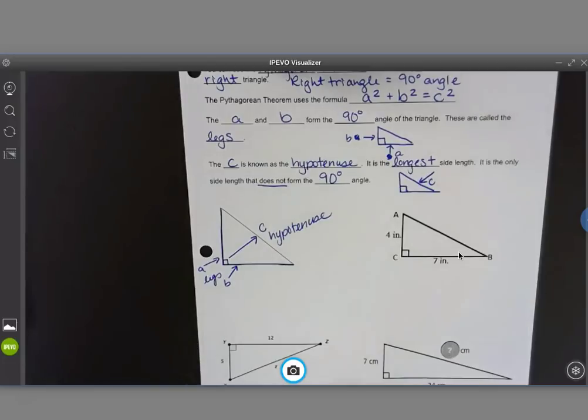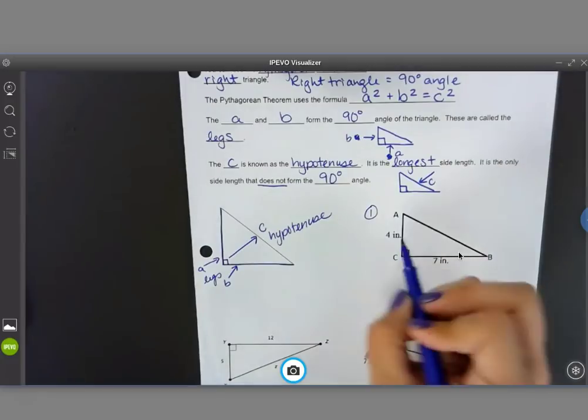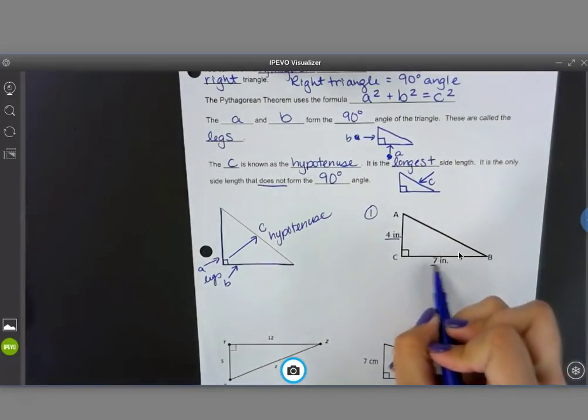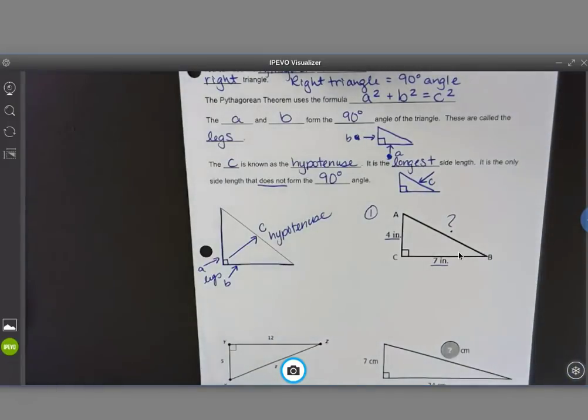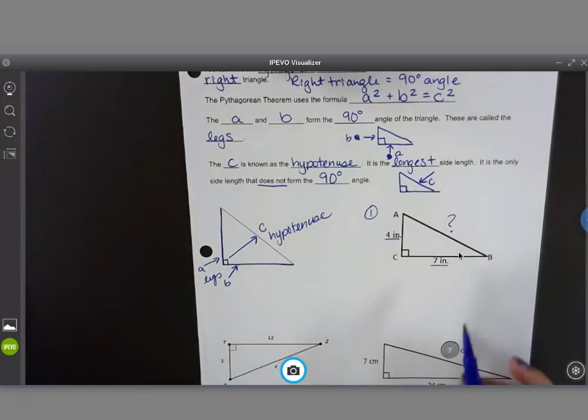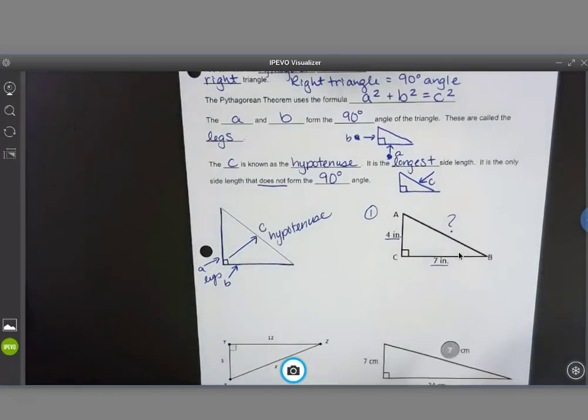All right, so now let's put it into action. So really what we're doing is we're solving for one thing that we don't know. So if we look at this first example right here, they've told us one side length is 4 inches, one side length is 7 inches, and they want us to find this other side length over here. They want us to tell them how long it is. If I use the formula a squared plus b squared equals c squared, then we can find out any of the three unknowns. So I first go through and label what I have.